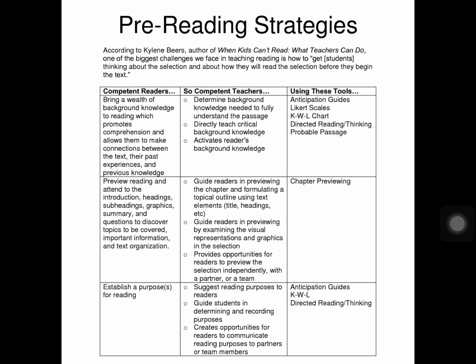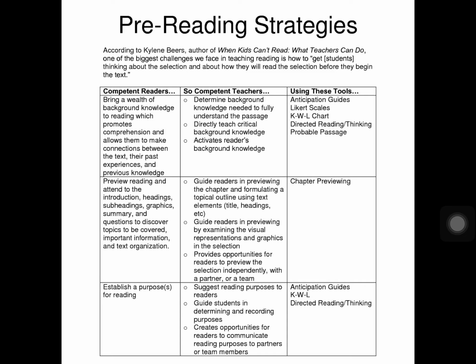It says, according to Kylene Beers, author of When Kids Can't Read, What Teachers Can Do, one of the biggest problems that we face when teaching or when reading as learners is how to get our students to think about the selection or the passage that they will read. When you are about to read a text, it's difficult to think about the knowledge that's surrounding the text or the passage. And how do you do that? How can you activate prior knowledge? How do you do it?